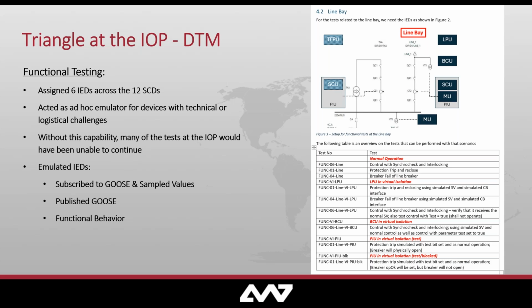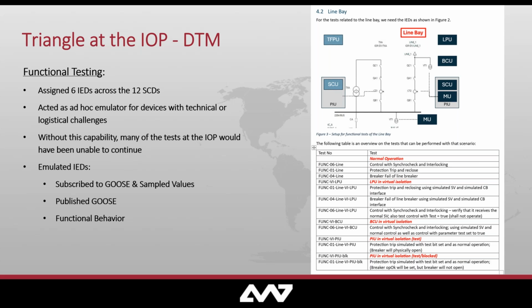So moving on into the functional testing stage, I'd like to explain how DTMs fit into this stage of the process. As I mentioned before, DTM was assigned to emulate different IEDs during different tests, specifically 6 different IEDs across the 12 different SCDs, or system configuration descriptions, the different substations or bays of the substation that made up the functional tests.